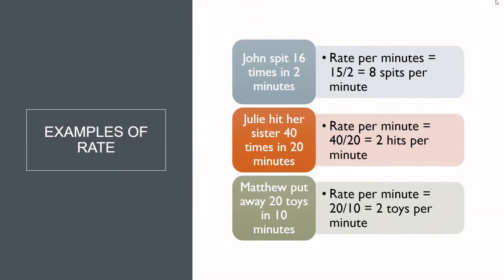Examples of rate. John spit 16 times in 2 minutes. Rate per minute: 16 divided by 2 equals 8 spits per minute. Julie hit her sister 40 times in 20 minutes. Rate per minute: 40 divided by 20 equals 2 hits per minute. Matthew put away 20 toys in 10 minutes. Rate per minute equals 20 divided by 10 equals 2 toys per minute.